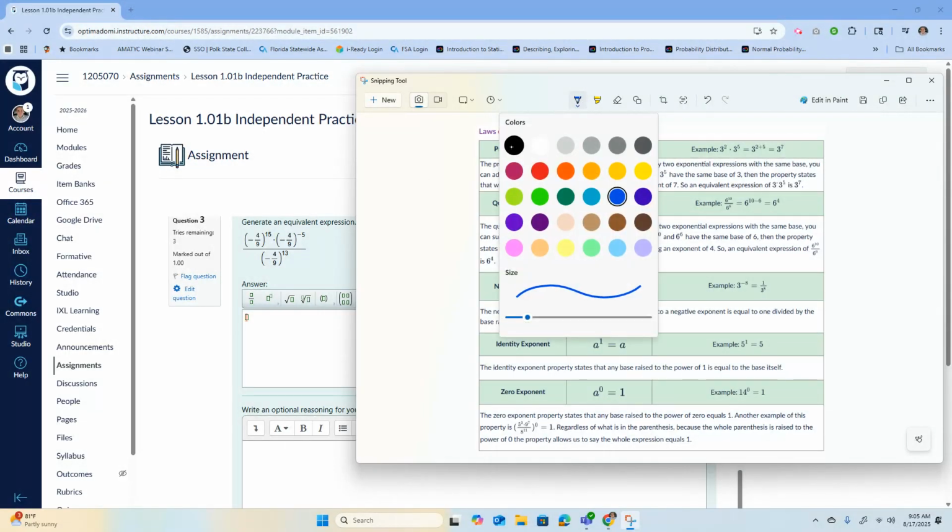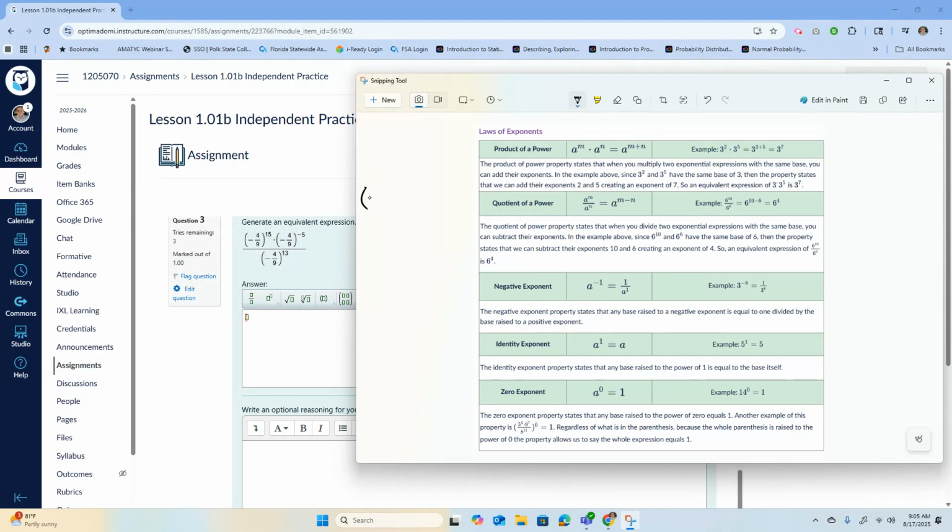They have the fraction negative 4 over 9, and you see the fractions here are written in parentheses: negative 4 over 9 to the 15th power multiplied by negative 4 over 9 to the negative 5th power. And then whatever answer we get from there, we're going to divide it by negative 4 over 9 to the 13th power. Okay, so like I did in question number 2, we're going to do the same idea. We're going to start working with the top.